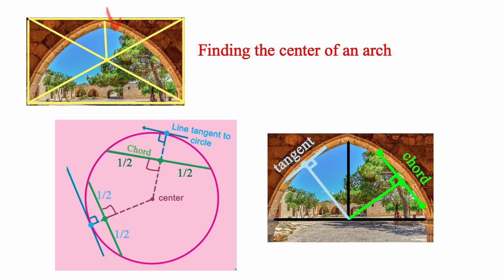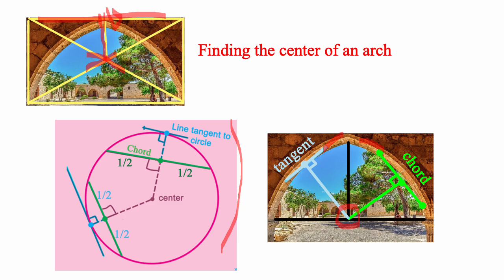To find the top of an arch, you can put it in a rectangle, draw the diagonals, and at the intersection of the diagonals, draw a vertical line up, and that will be the top of the arch. Now, to find the center of the base, you can use the same technique as with the circle, as long as these arches are made of circles.